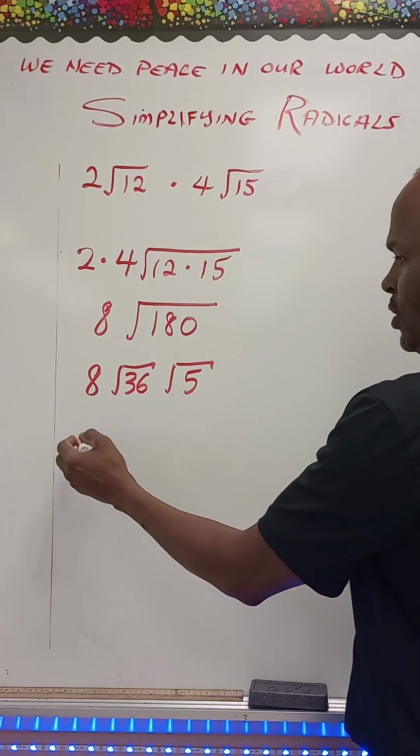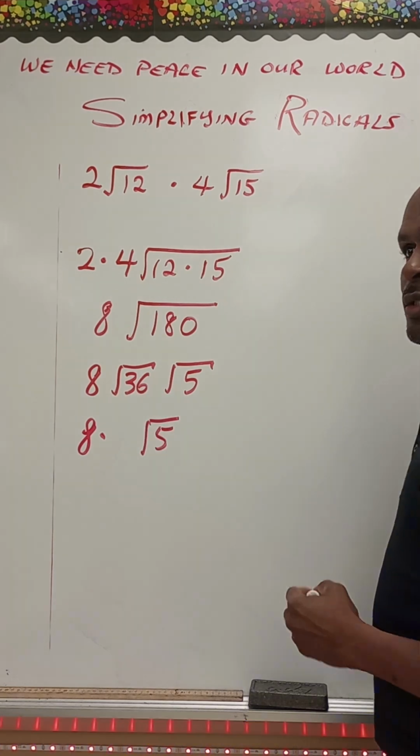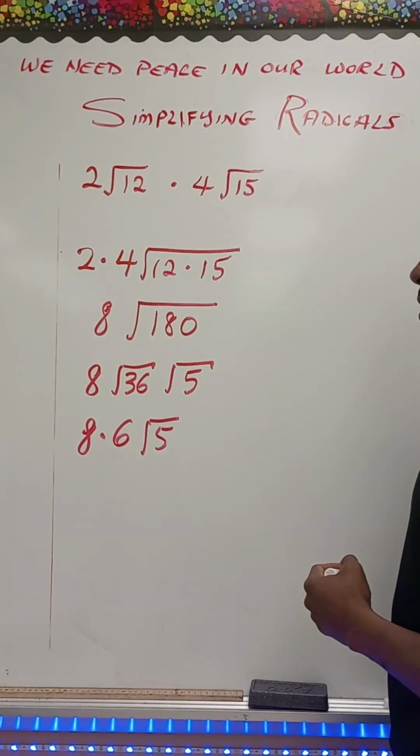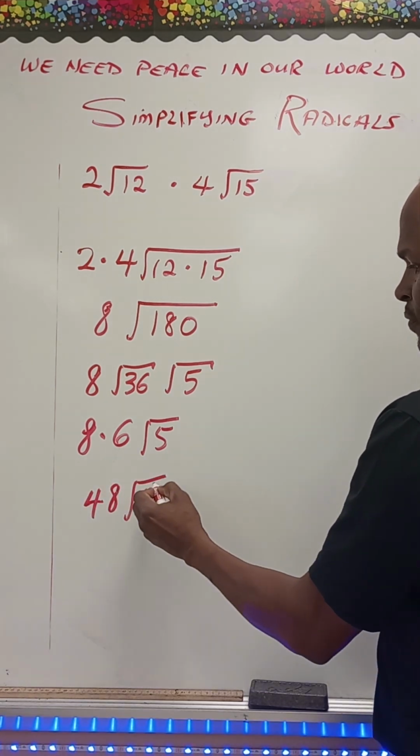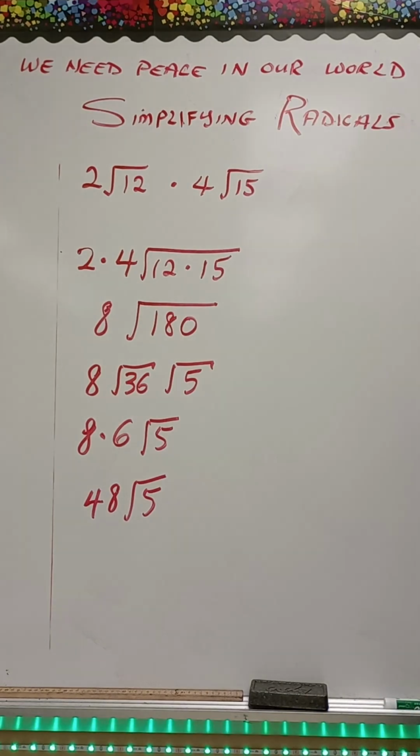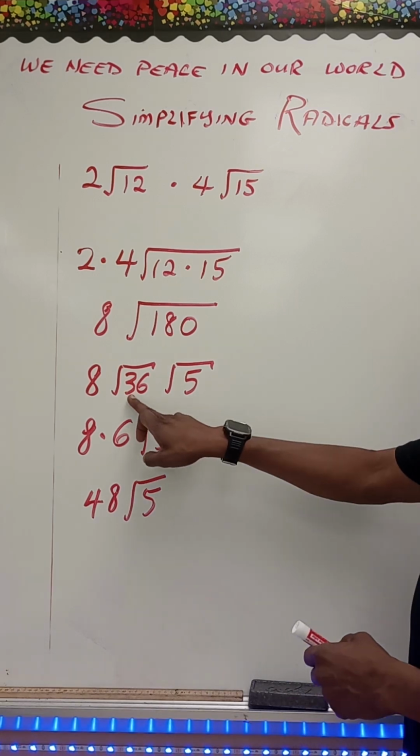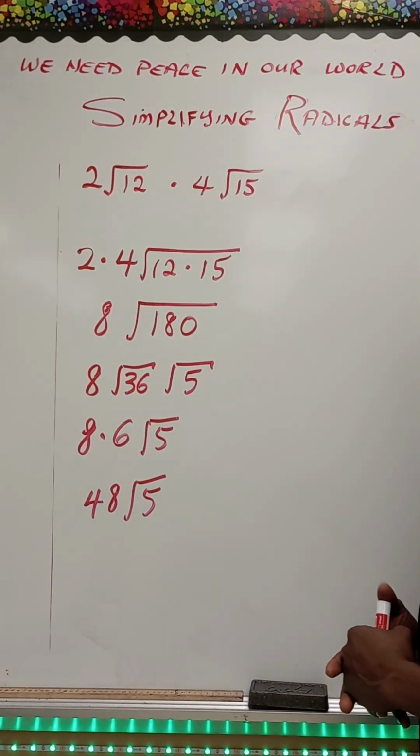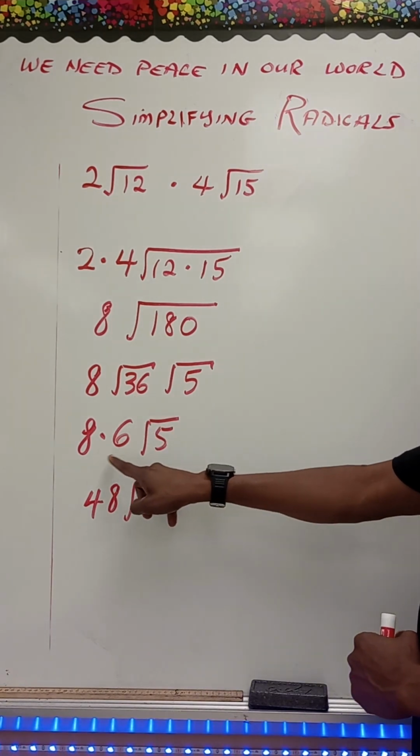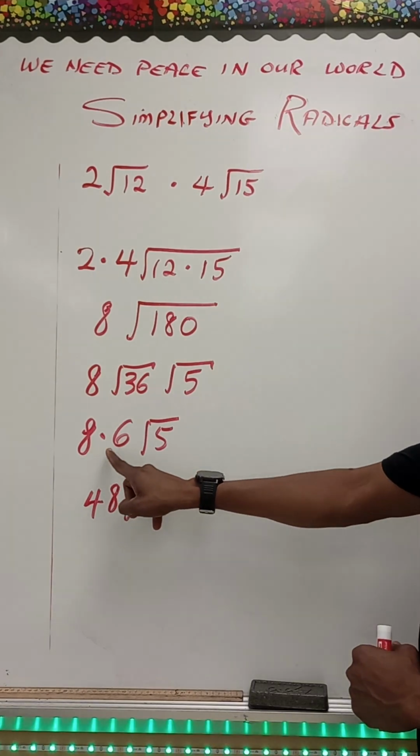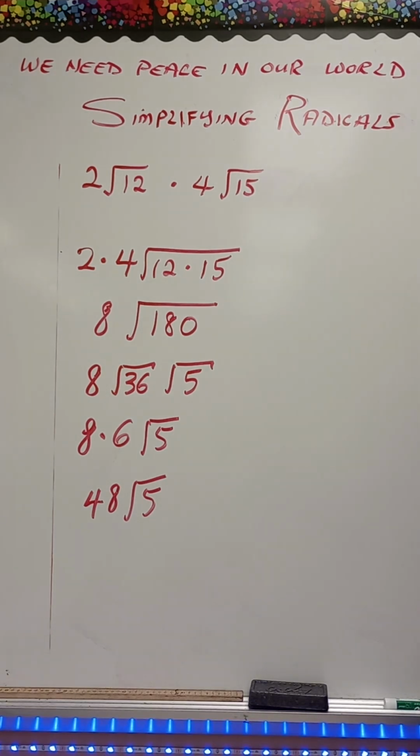From there, as we continue, we're going to have 8 times what is radical 36? 6. So 8 times 6 will be 48 radical 5. Please note what has happened here. We have to find two numbers whereby one is rational and one is irrational. The radical of 36 is 6, 8 times 6 is 48, and we keep radical 5. And that's the result for that.